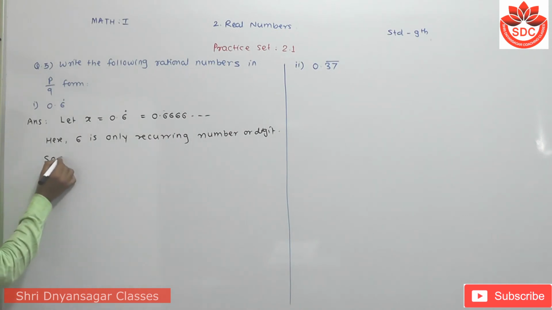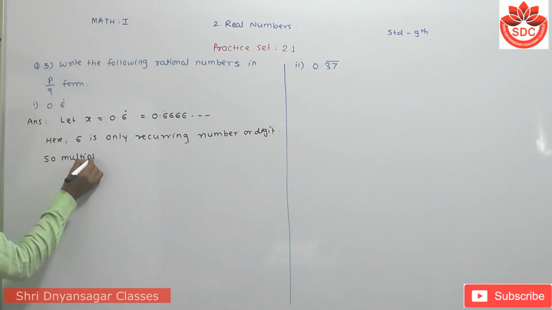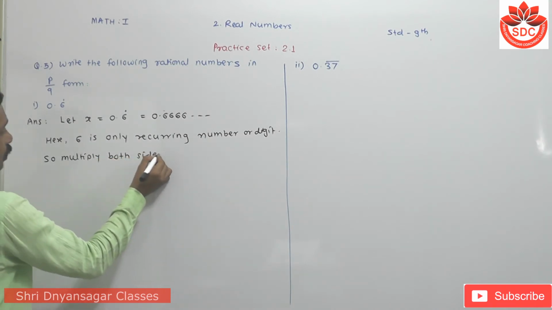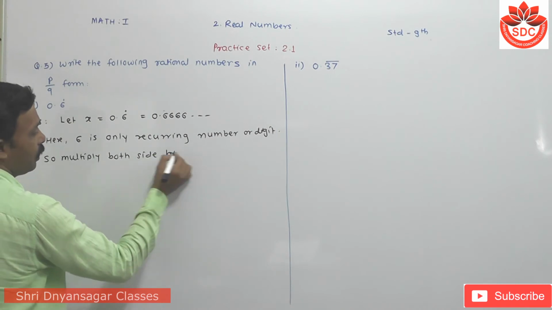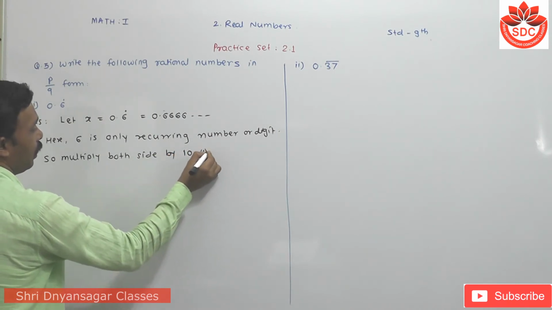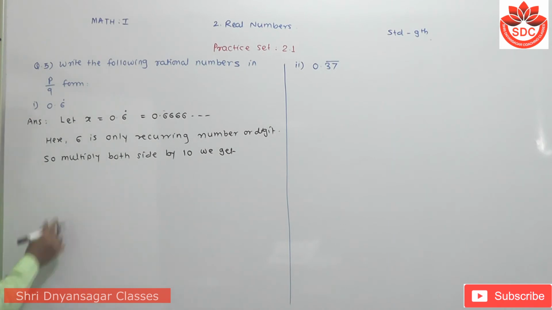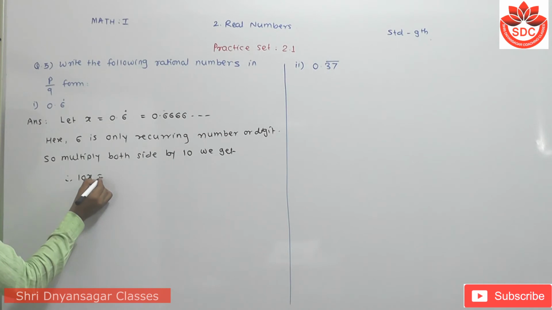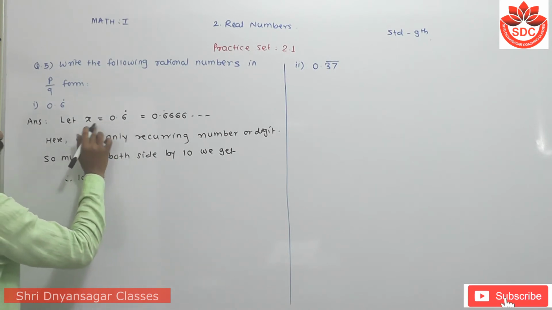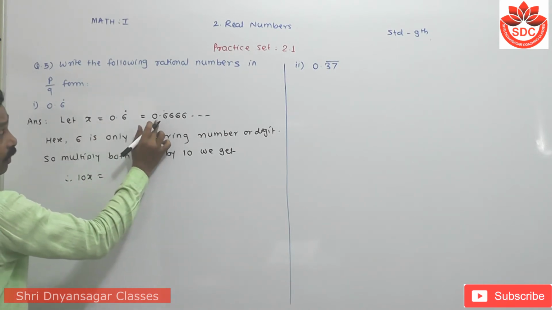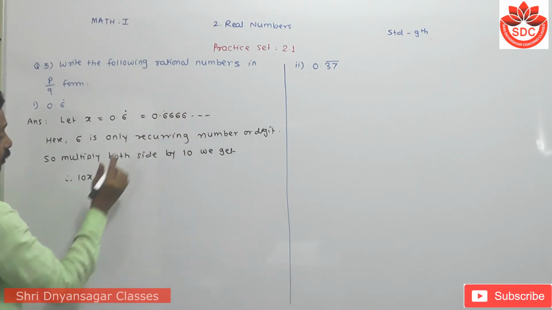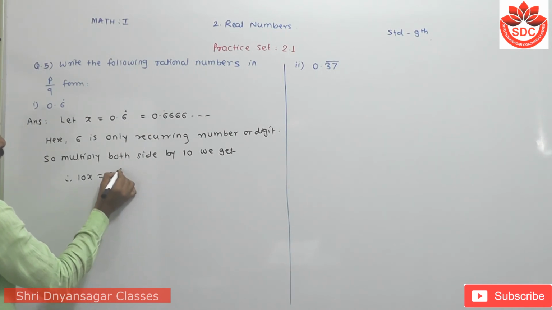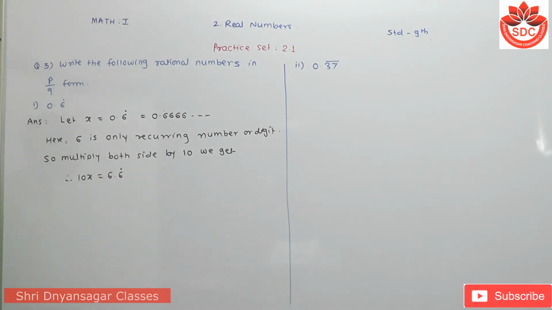So multiply both sides by how much? 10. We get one digit multiplied by 10. When we multiply it, it becomes 10x is equal to 6.6 recurring, because when we multiply by 10, one decimal point goes past another digit. 6.6 recurring.